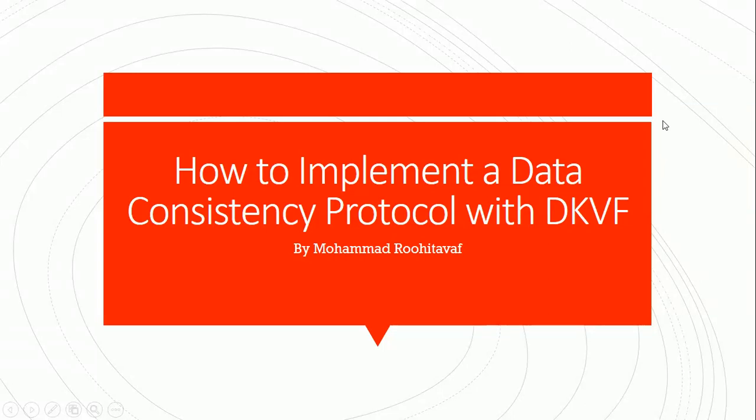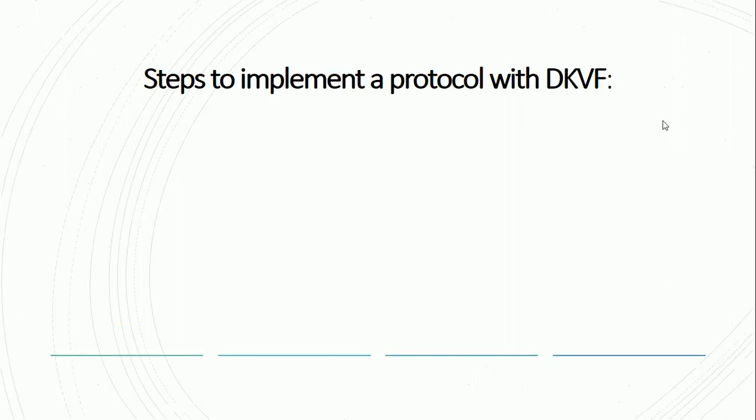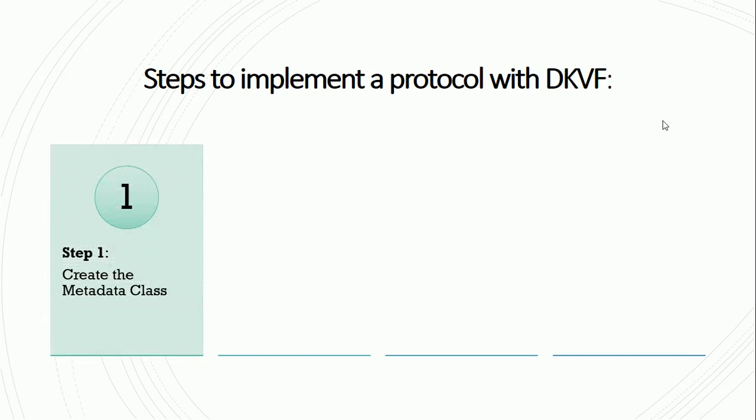In this video, we want to see how we can implement a data consistency protocol with DKVf. To implement a protocol with DKVf, we need to take 4 steps. The first step is to create a metadata class. This class describes our record structure and the client message and server message. For the metadata class, DKVf relies on Google Protocol Buffer. So what we need is to write a proto file that describes our record, client message, and server message.